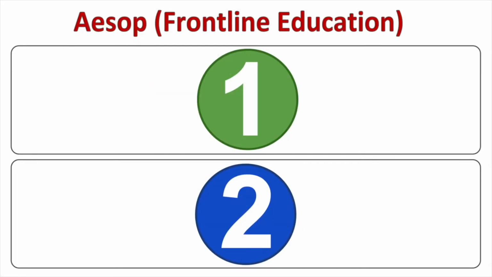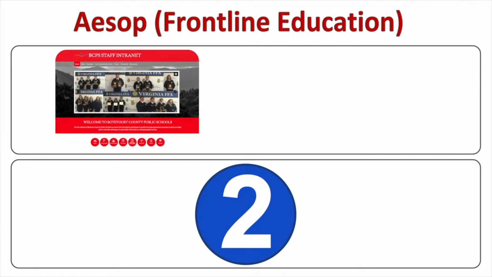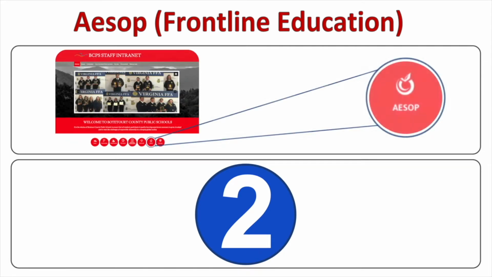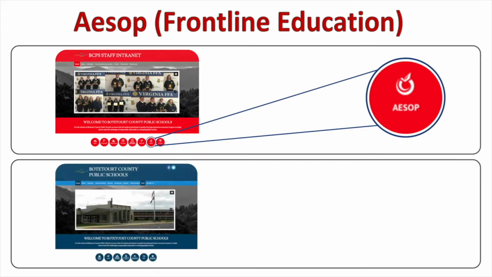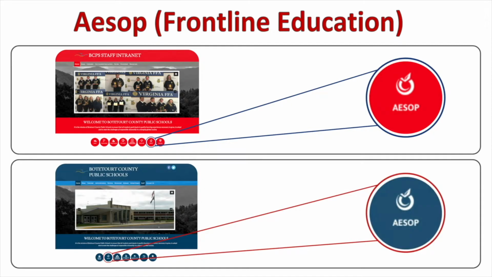Botetourt County utilizes Frontline Education, formerly known as ASOP, for absence management. There are two ways to access this feature. The first, again, is from the staff intranet site by clicking on the ASOP link at the bottom. The second is also on the main division site by clicking on the ASOP link towards the bottom.